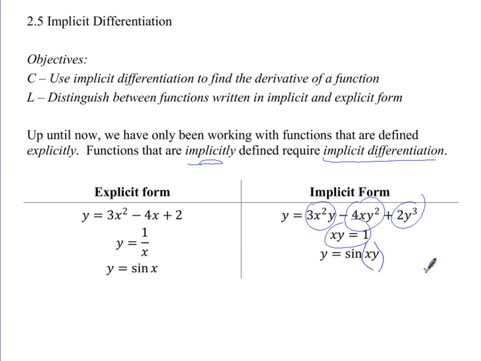None of these are functions. Well, I'll take that back. This one here actually is a function. But this one is not, this one is not. So you're going to have graphs that are circles or other kind of cool looking graphs. And once we learn implicit differentiation, we can now talk about tangent lines to those things as well. Because previously, we could only do that if it was a function.